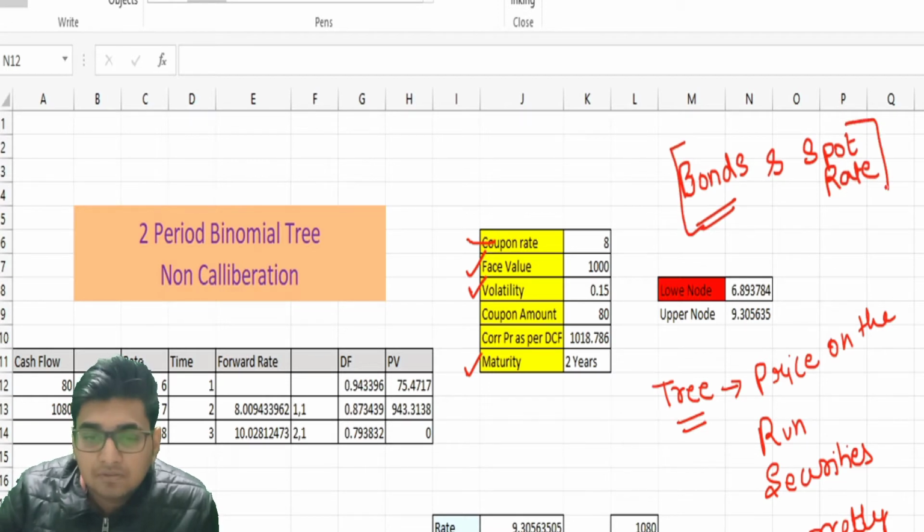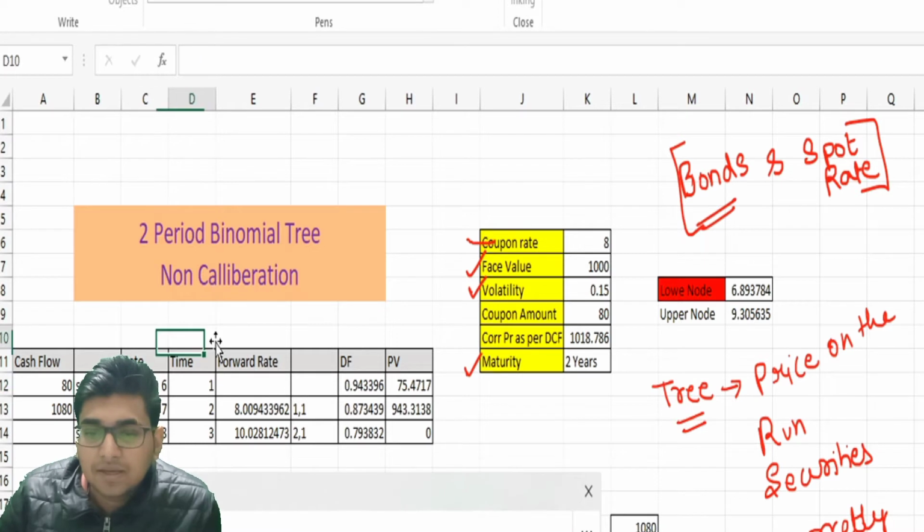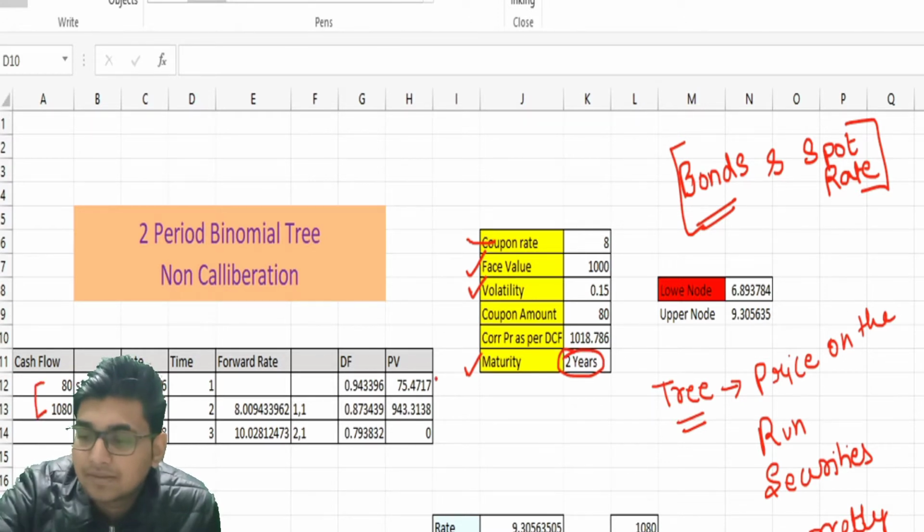See over here, if you look at this part, I have all the spot rates given with me. You can see S1 6%, S2 7%, S3 8%. What is the maturity of the bond given to us? 2 years. So the information which is important for us is only for the period up to 2 years. The details for the third year are not that important. So I can even delete this third column.